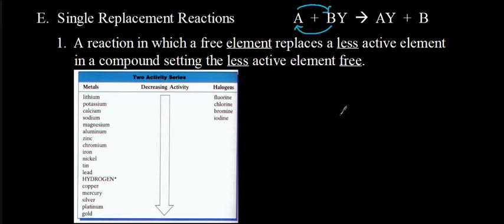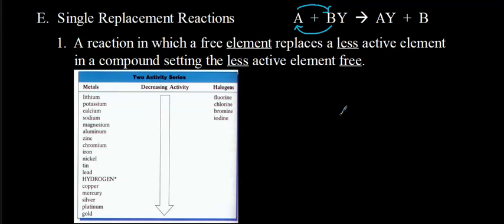And then on the other side, the halogens. What can fluorine replace in a single replacement reaction? Go ahead and answer that. Fluorine can replace chlorine, bromine, or iodine. What can iodine replace in a single replacement reaction? Iodine cannot replace anything. What can bromine replace? Bromine could only replace iodine in a single replacement reaction. So that's how we use that table. We'll be referring back to that anytime we have a single replacement reaction.